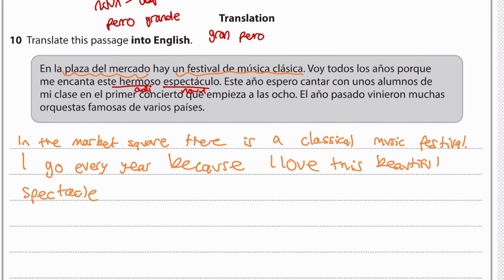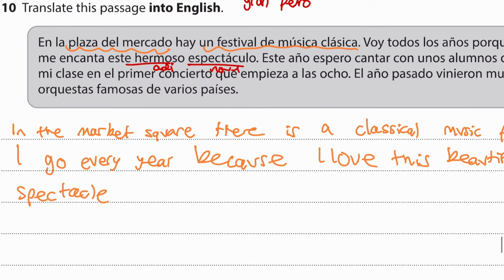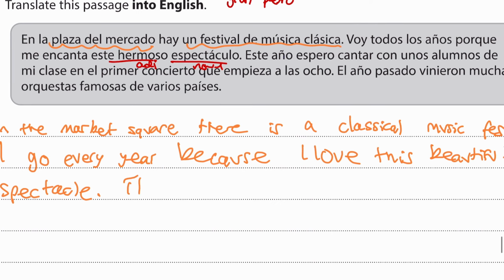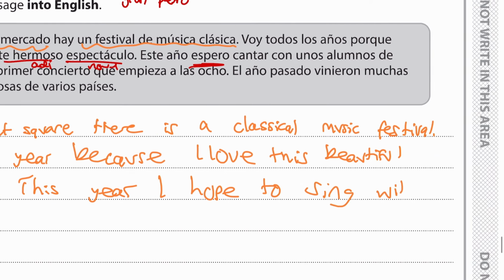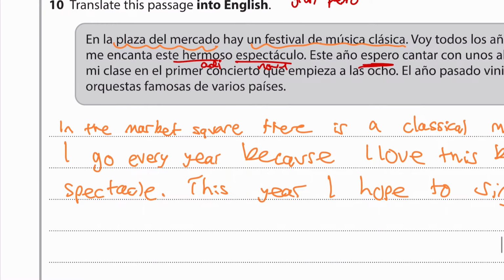Okay, so it's beautiful. Spectacle is the word I've chosen to use. There's probably some synonyms allowed in the mark scheme, I hope anyway. Okay, full stop. This year, espero, I hope, that's a tricky one. I hope to sing. We saw canciones earlier. Cantar is to sing with some students.